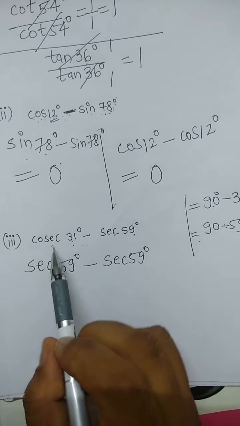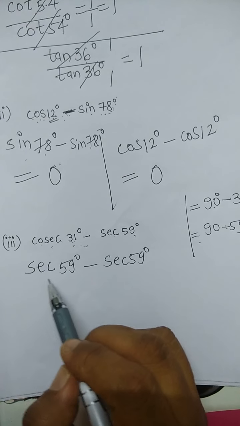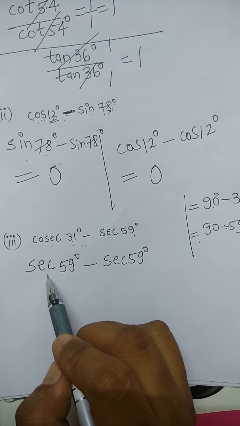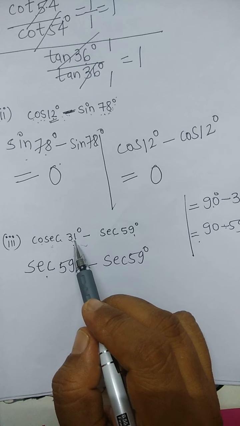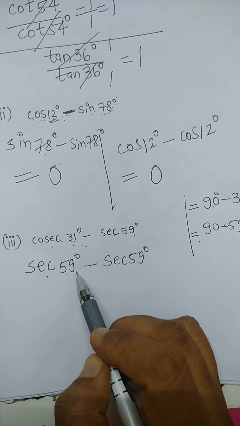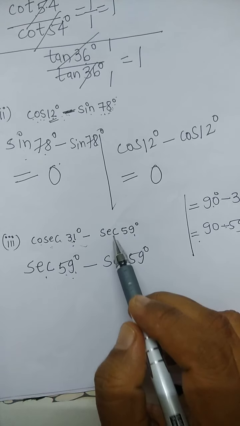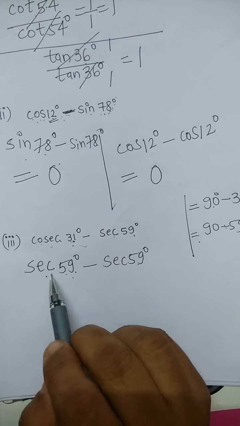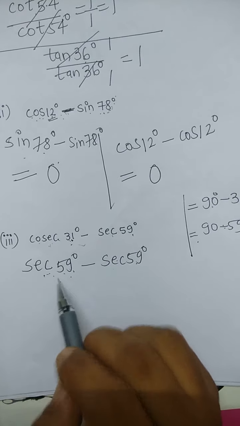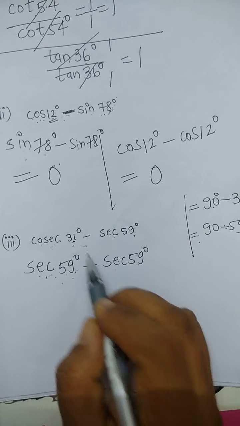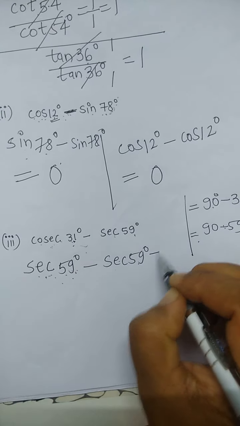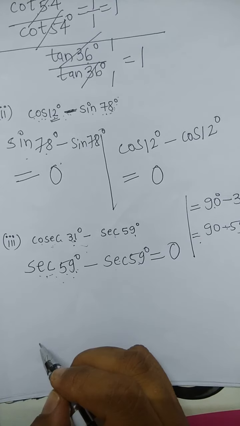Now see, cosec's complementary ratio is sec. Then 31's complementary angle is 59. How did you get this? 90 minus 31. Then this one you write as it is. Don't transform both, only one. Okay, so sec 59 degree minus sec 59 degree will be 0.